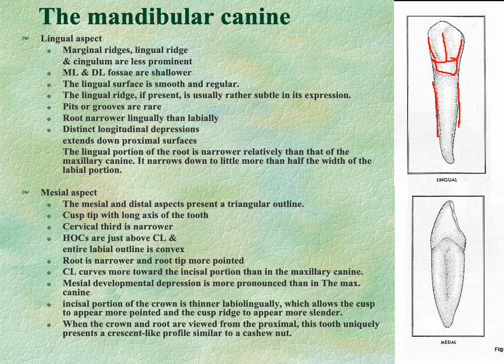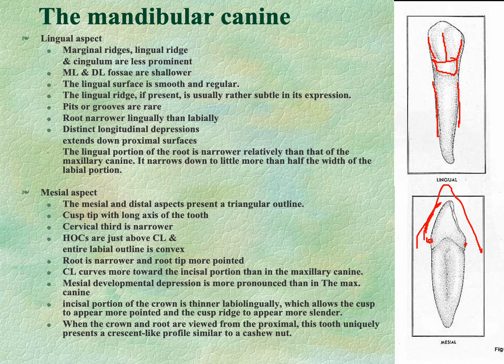The mesial aspect, again, is a triangle. The cusp tip is in line with the long axis of the tooth. The cervical third is narrower. Heights of contour are just above the cervical line, and the entire labial outline is convex. So as you can see, height of contour is just above the cervix. Labially, you can see this outline is convex.